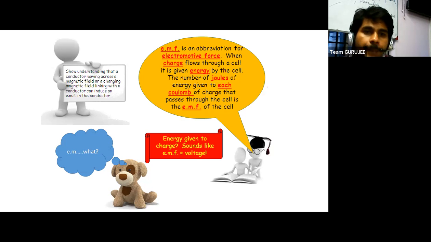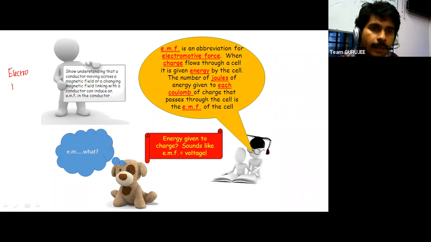See here, in this case, the first main idea. We just go to the topic. So the topic name is EMI, electromagnetic induction.